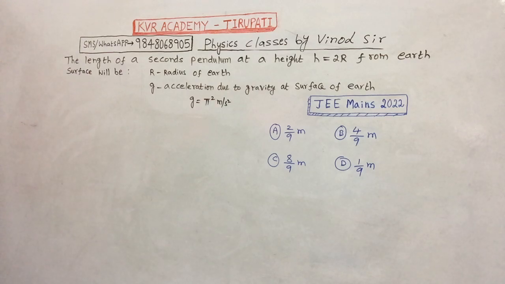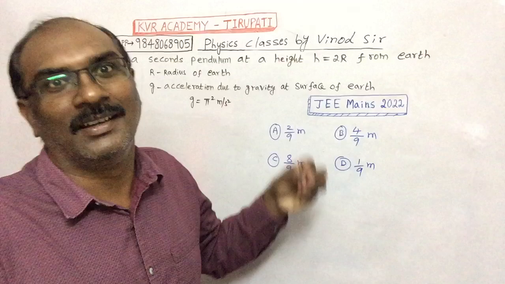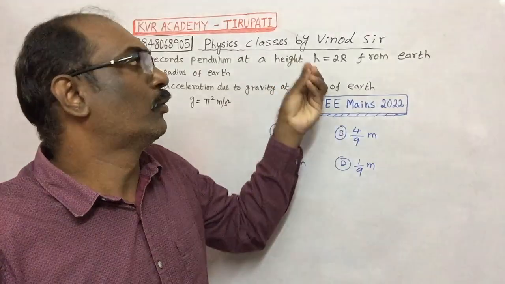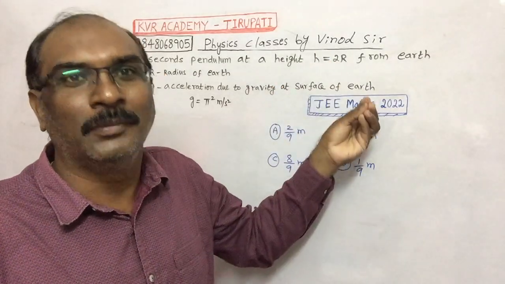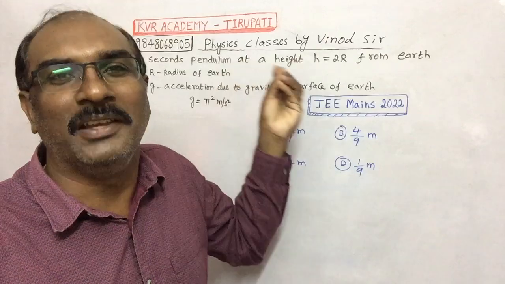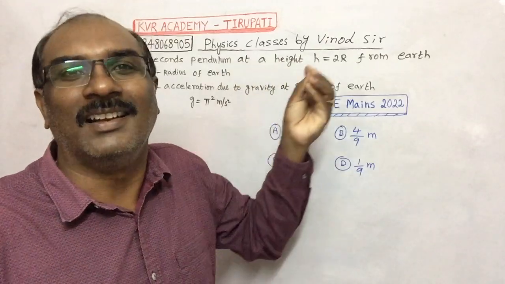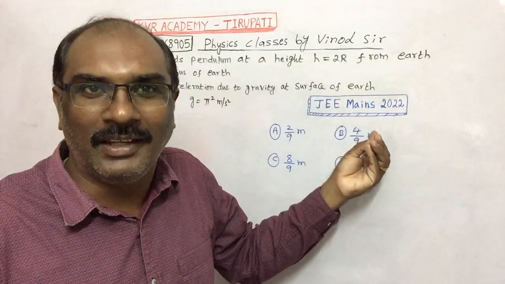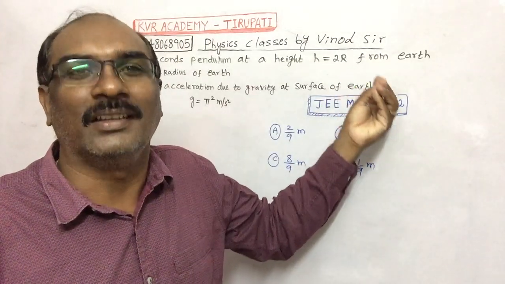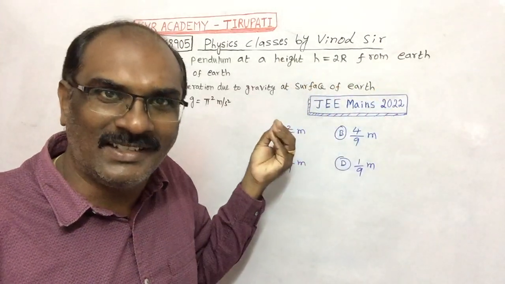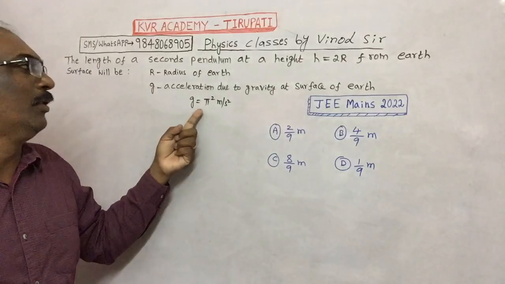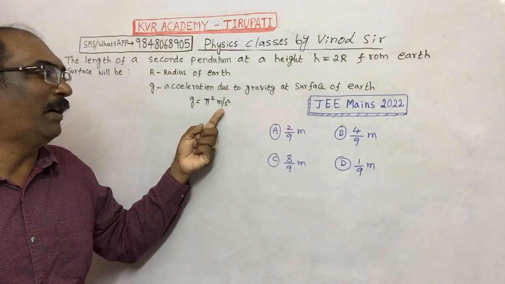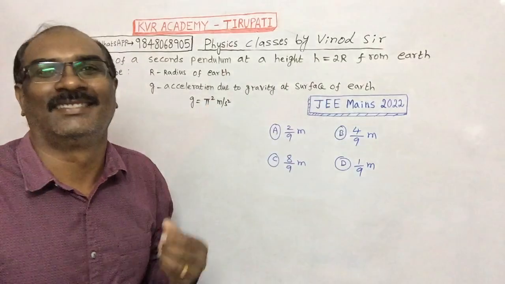The length of a seconds pendulum at a height h equal to 2R from the earth's surface will be, where R is the radius of the earth and g is the acceleration due to gravity on the surface of the earth. They have given us g equal to pi square meter per second square.